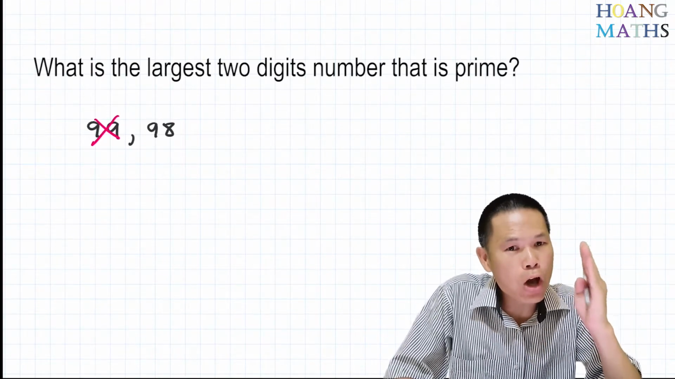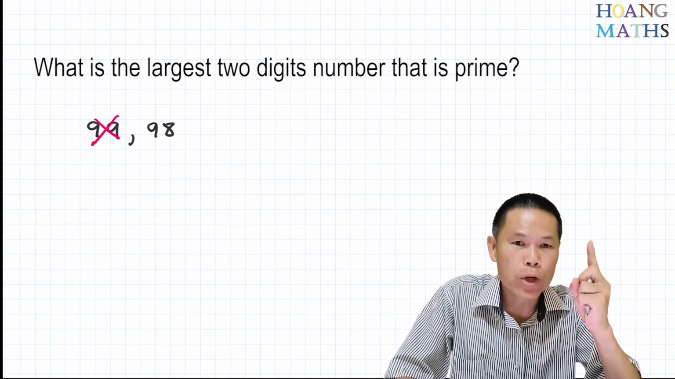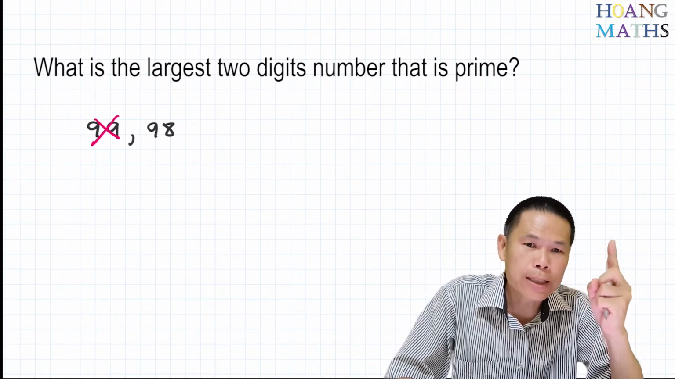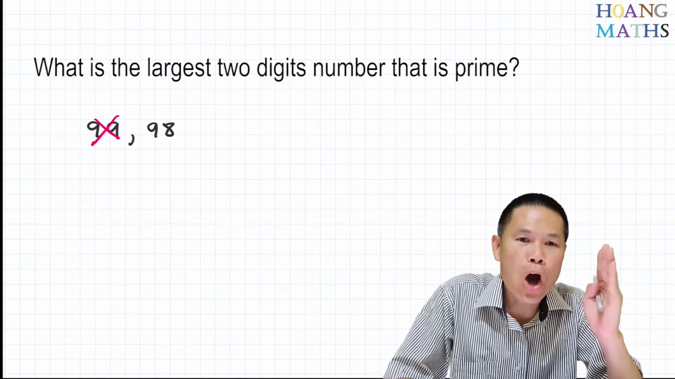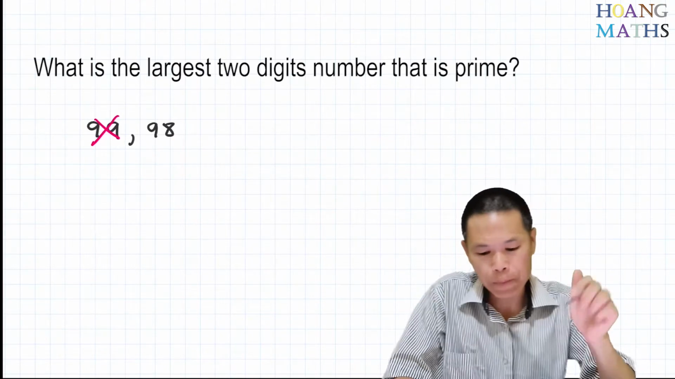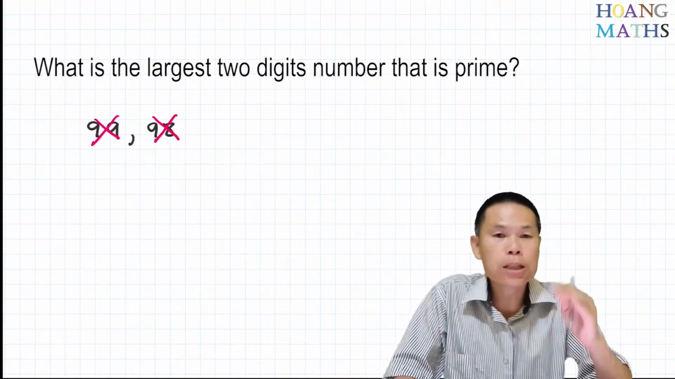Please take note, the only even prime number is 2, okay? So every prime number is odd except 2. But not all the odd are prime, okay? Please take note on this. So keep that in mind. So 98 is not a prime.